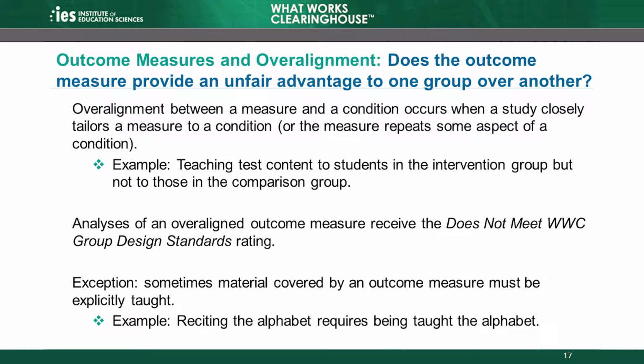Returning to the WWC's overall requirements for outcome measures, the third requirement is that they must avoid overalignment with the intervention or comparison group. What do we mean by overalignment? Overalignment occurs when a study closely tailors a measure to a condition, or the measure repeats some aspects of a condition. If a study closely aligns or tailors outcome measures to the intervention, the study findings may not accurately indicate the effect of the intervention.